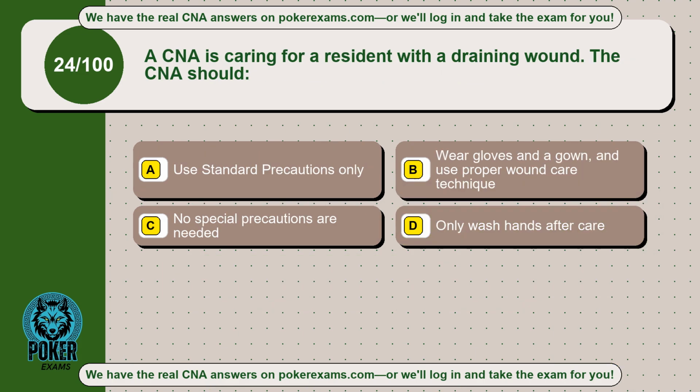Question 24. A CNA is caring for a resident with a draining wound. The CNA should: Option A, use standard precautions only. Option B, wear gloves and a gown, and use proper wound care technique. Option C, no special precautions are needed. Option D, only wash hands after care.